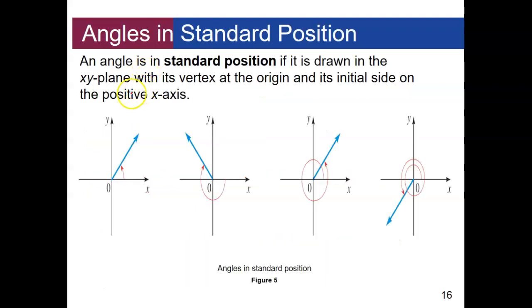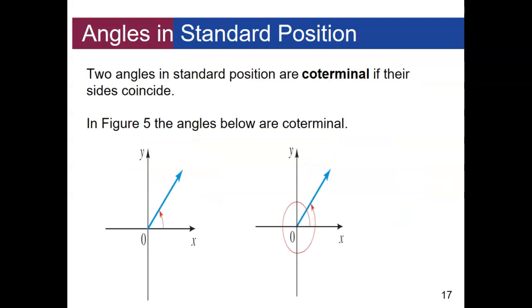Okay, we have our standard position. Standard position is always going to start from the positive x-axis, so that's our initial ray, our starting position. If we have a positive angle, we're going to move counterclockwise. If we have a negative angle, we're going to move clockwise and so forth. So we can have multiple angles that have the same terminal side.